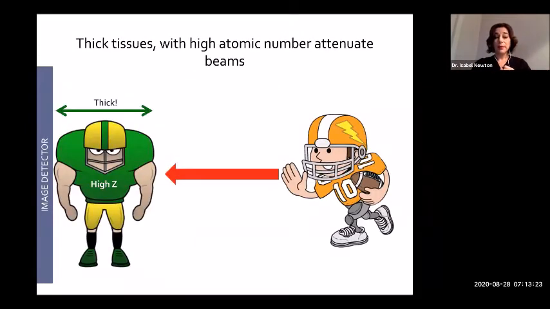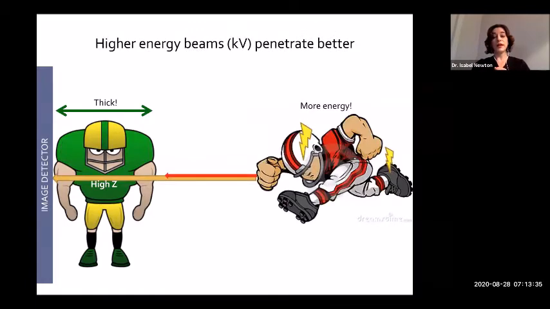Here we put in a patient. This patient happens to be thick. He is also of high atomic number, and it's hard for our poor photon to get there. So he never reaches the detector. He never contributes to the image. Now, if we ramp up our photon and we get a more energetic photon, this photon may be able to drive through these thick tissues or the high atomic number and reach the detector and contribute to the image.